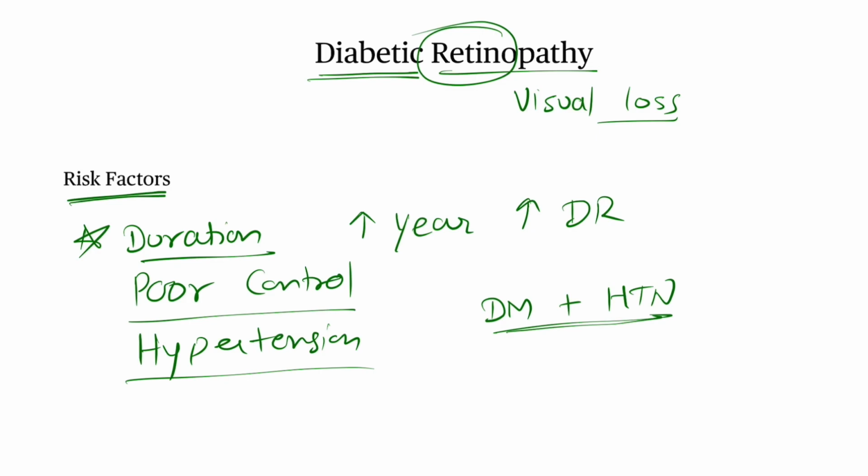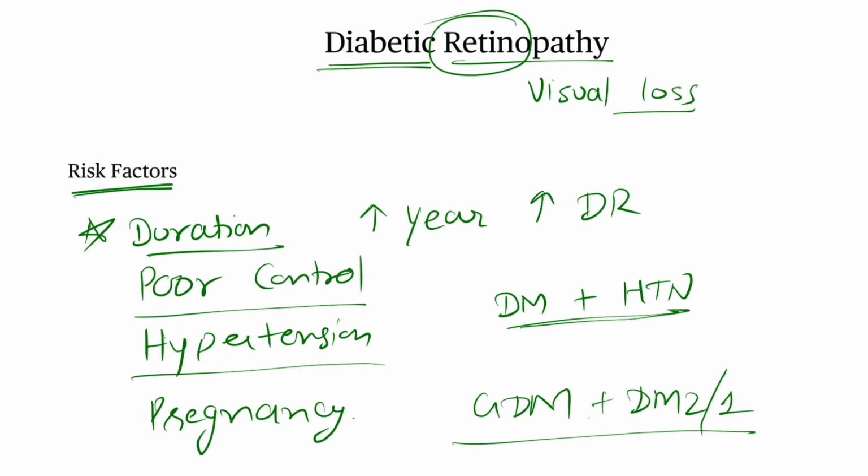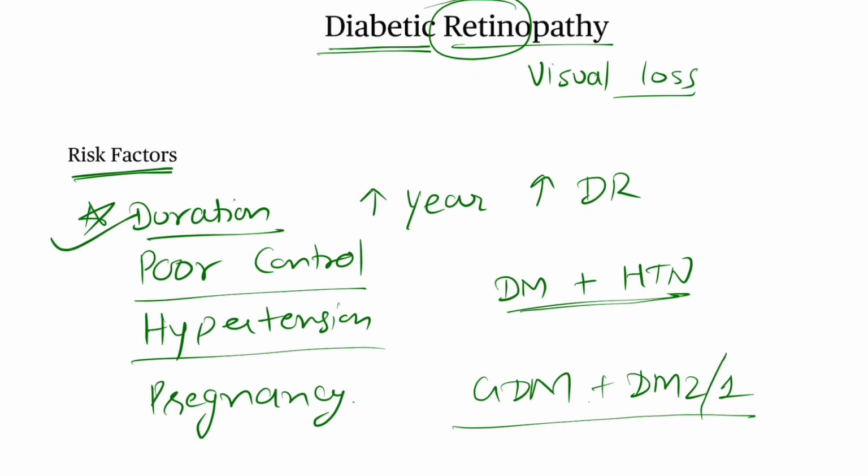One more is pregnancy. These patients can have gestational diabetes mellitus, or diabetes mellitus type 2 or 1, anything before the pregnancy. Whether they get the diabetes during the pregnancy or had it before, in both cases they are at high risk for diabetic retinopathy. So let's revise it. The risk factors of diabetic retinopathy are duration, poor control of the blood glucose, hypertension, and pregnancy.